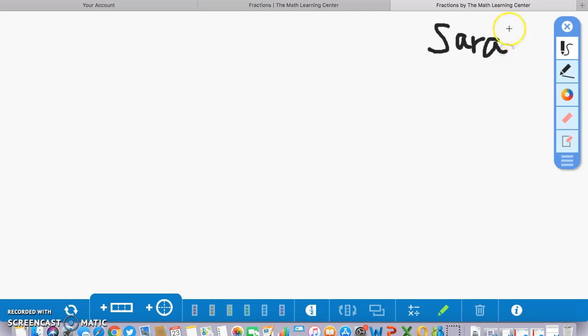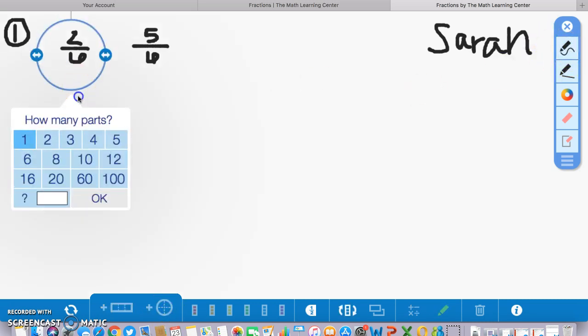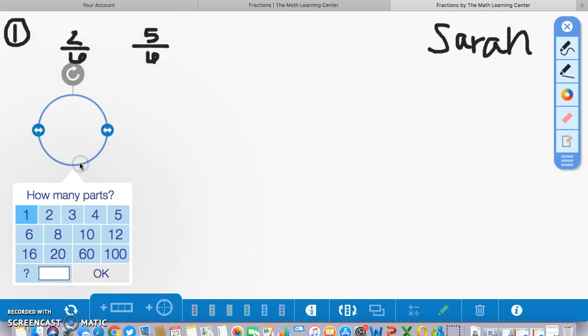This is my part one of two in today's task. I'll put the one on the corner, and I decided to do option number one, which was 2/6 and 5/6. We're going to compare those, and I'm going to solve if it's less than, greater than, or equal to. How I'm going to solve that is I'm going to grab a circle, and how many parts?